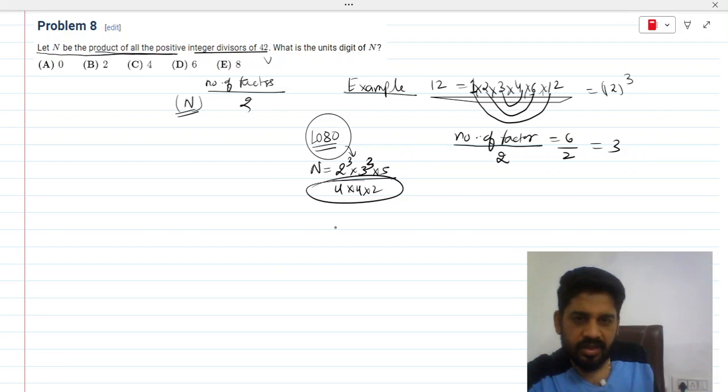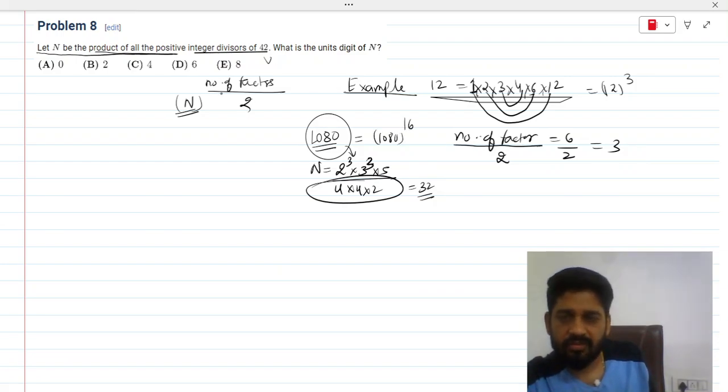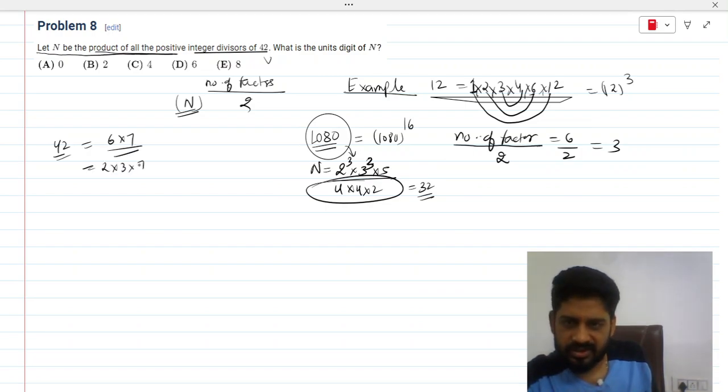If you want to know how we get this formula and all the concept behind it, you can see in the description. We'll upload that video. Okay, so the product of factors will become 1080 to the power 16. Very easy. Now for 42, which is a very small number, 42 is 7 times 6, that's it. So it will become 2 multiply 3 multiply 7, like that. So the number of factors will become 8, 2 multiply 2 multiply 2.